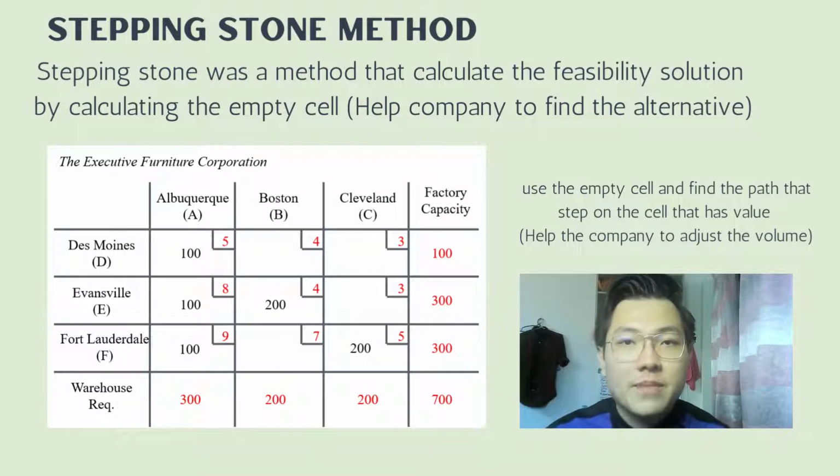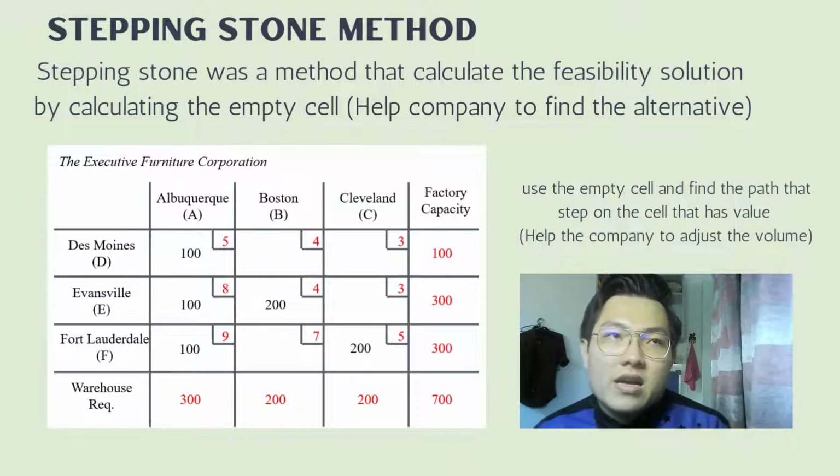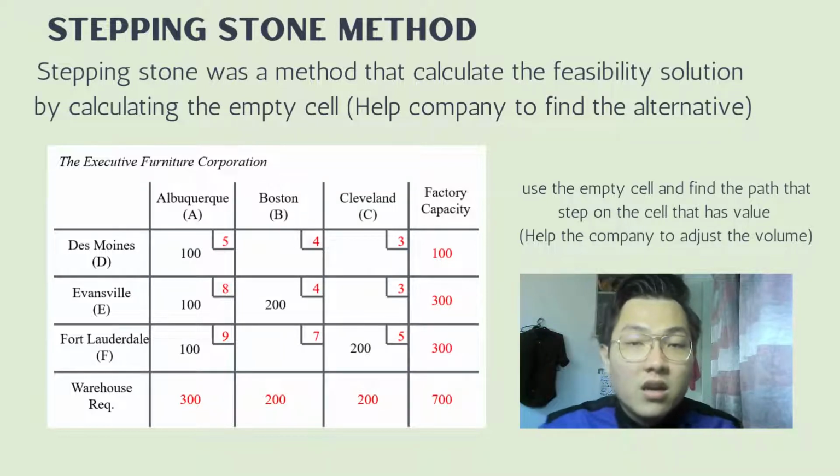For the stepping stone method, its application in operation management in companies: as we know, operation management is the way to optimize, a process to use labor and materials and convert them into products. So logistics in operation management is also included, and by using the stepping stone method we can calculate feasible solutions according to the transporting cost.